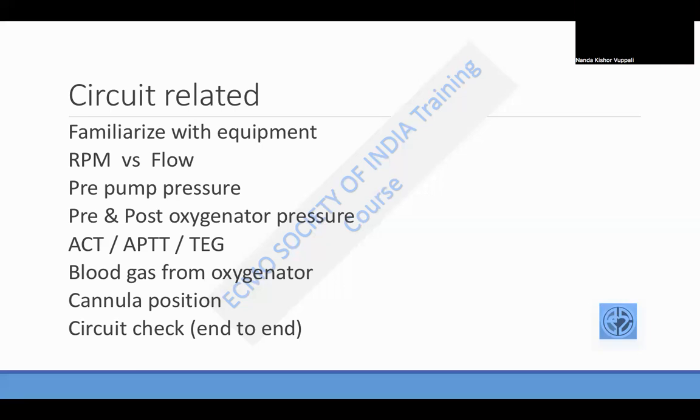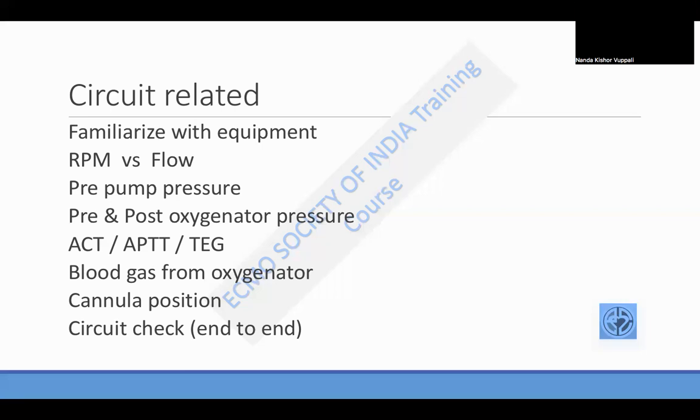So that tells us the pressure drop in the oxygenator, and you document that and see what happens to it over a period of time in the next few days or weeks, depending on how long the patient is on ECMO. If the pressure difference is increasing, that means there's an increased resistance in the oxygenator, which is most likely because of some clot formation in the oxygenator tubes.